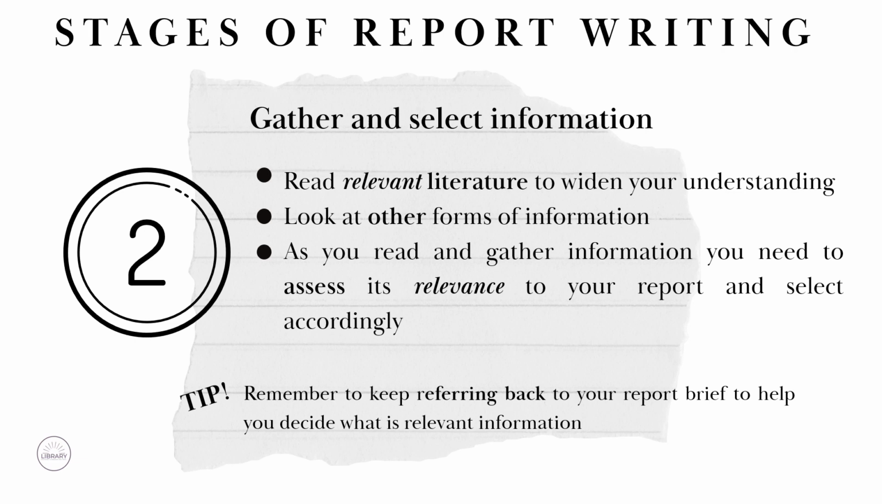Number 2, gather and select information. You may want to begin by reading relevant literature to widen your understanding of the topic or issue. Then look at other forms of information such as questionnaires or surveys. As you read, you need to assess the work's relevance to your report and select material accordingly. Tip: keep referring back to your report brief to help you decide what is relevant information.